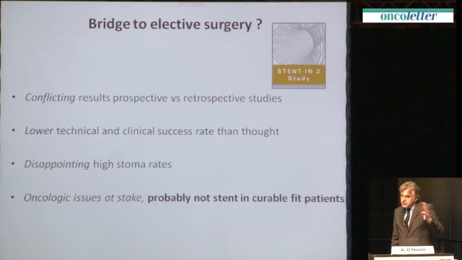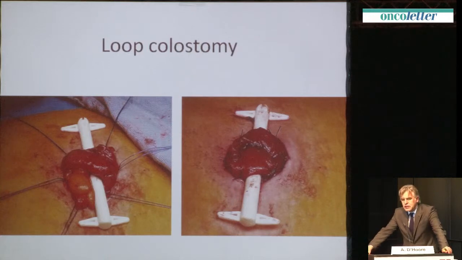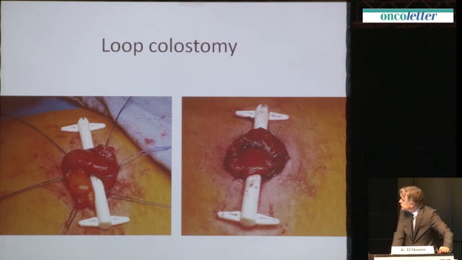So the question is, is this really a bridge to elective surgery? Certainly, when you look through the literature, there are conflicting results between the prospective versus the retrospective studies. We have a lower technical and clinical success rate than initially thought. And again, you have disappointingly high stoma rates. And probably it's not good to stent a curable, fit patient. Why don't we just give those patients a colostomy? Then you gain time, you decompress the colon, and you can opt for whatever strategy you want.